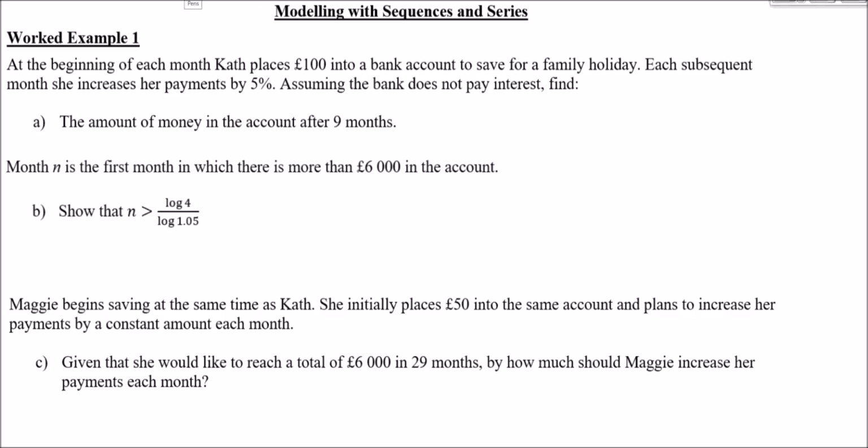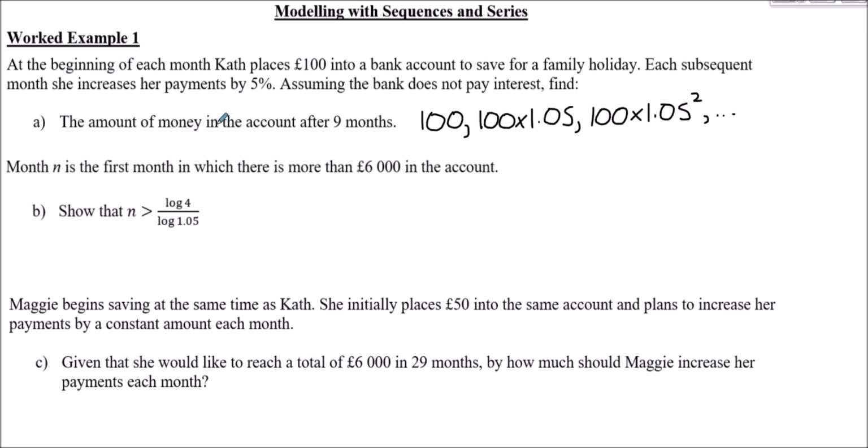So let's think about what this sequence or series looks like. She puts £100 in first. Next, she increases it by 5%, so the next payment would be 100 times 1.05. The next payment would be 100 times 1.05 squared, and so on.